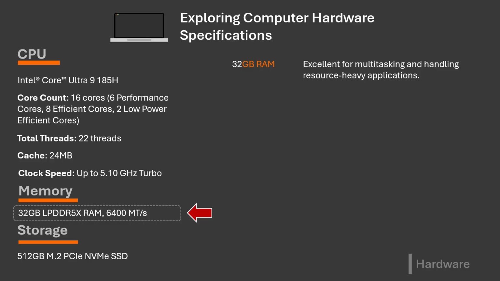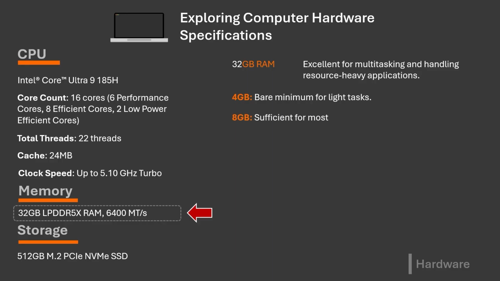Let's do a quick breakdown of the amount of RAM offered in modern personal laptops today. 4 gigs is the bare minimum required for light tasks such as basic web browsing and document editing, but expect noticeable slowdowns with even the most moderate of multitasking.